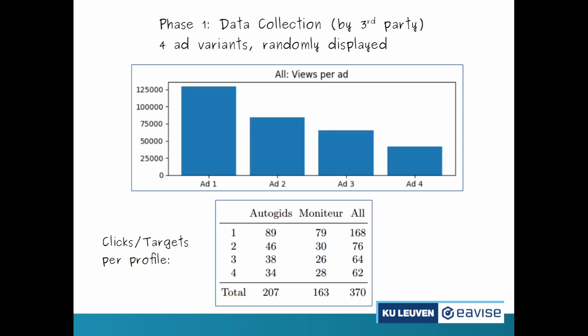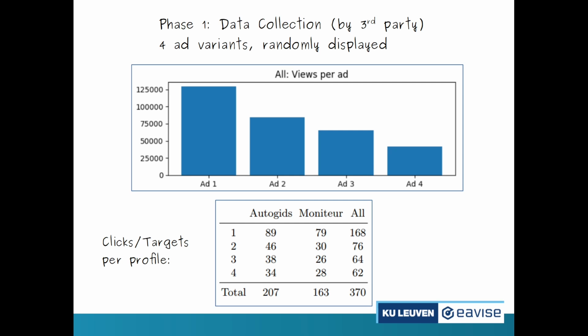So the data collection in phase 1 was done by a third party. What happened was, for a specific ad, 4 variations were created, one per buyer modality profile. These were then displayed randomly and clicks were registered for each variant for a total of 250,000 impressions. The bar chart in the middle of the slide shows the view distribution per ad. As you can see, it is highly imbalanced. Initially, the intention was for the number of views to be normally distributed, but something went wrong technically and we ended up with a highly imbalanced dataset.